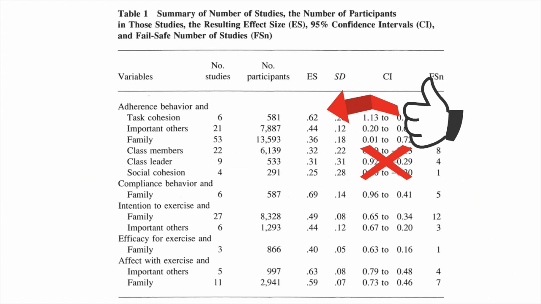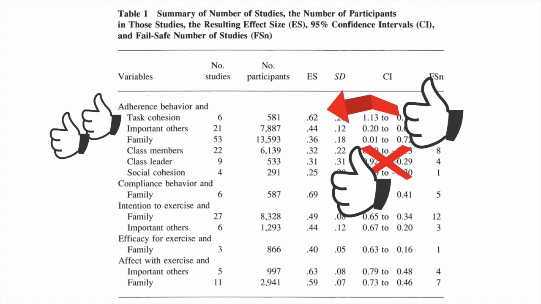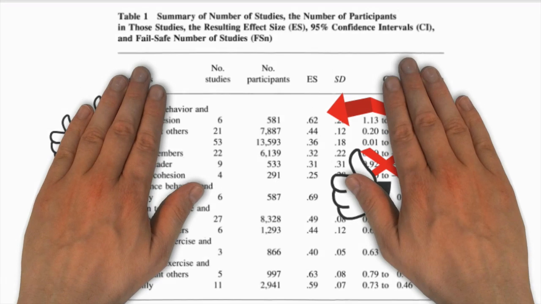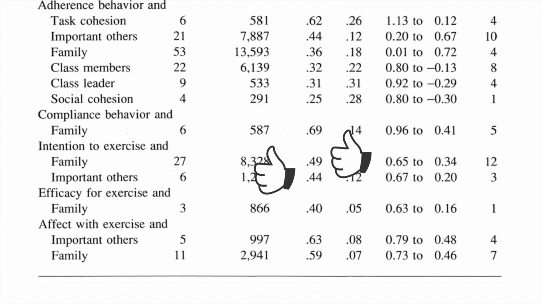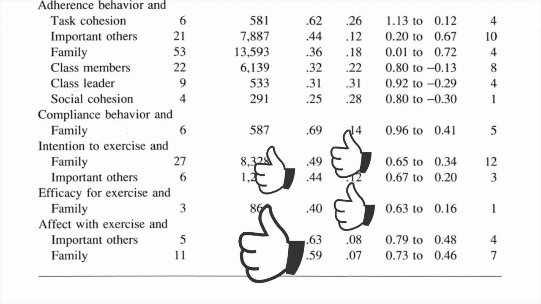Things like important others and families has a significant moderate effect size. Compliance and families is pretty close to a strong effect size, that's large. Intention and family, intention and important others, those are both moderate, and most of the rest of them are moderate, except maybe these ones are kind of moderate to large.